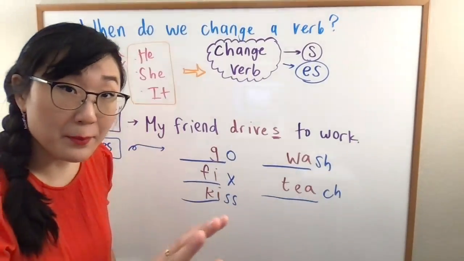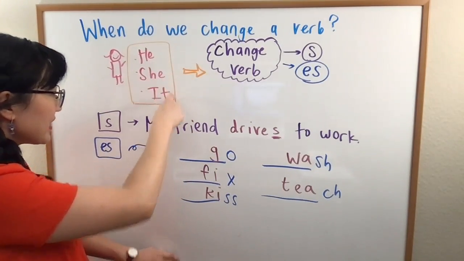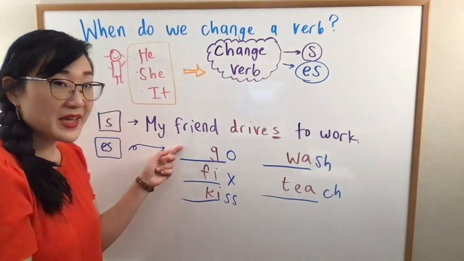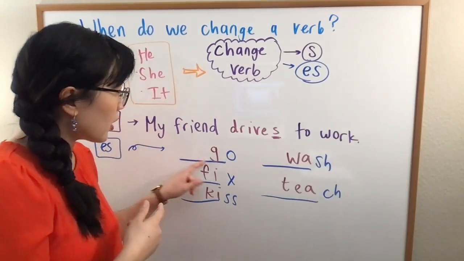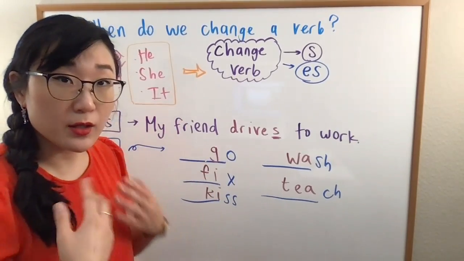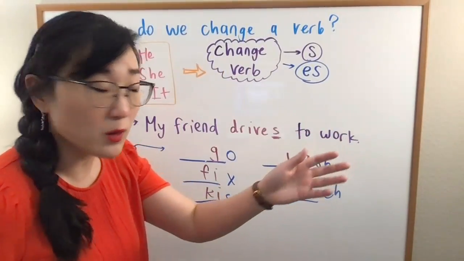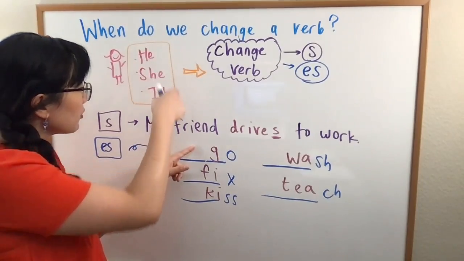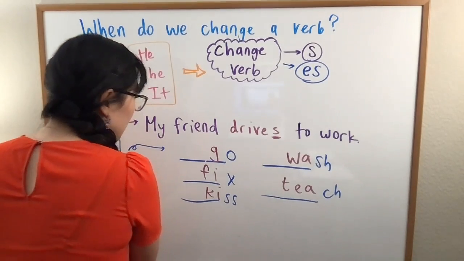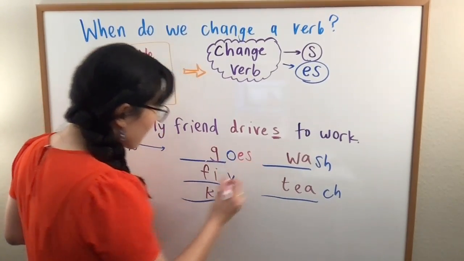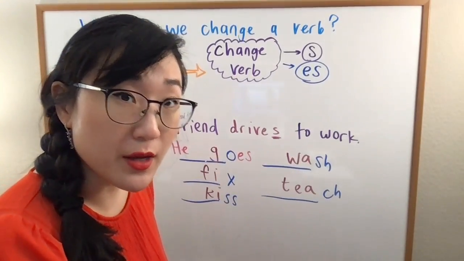Now, remember, only change this if I have he, she, it in front. If I have I, no change. I go to school. You go to work. We go to Disneyland. They go to the hospital. But if I have he, she, or it, then I need this additional ES ending. So I'm going to need ES. If I say he goes to work. He goes.